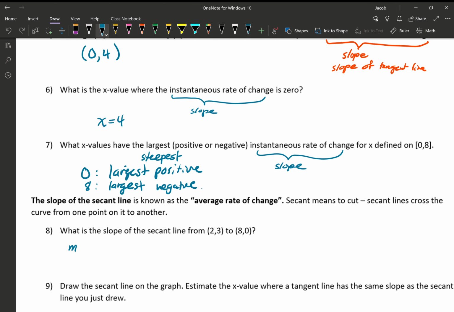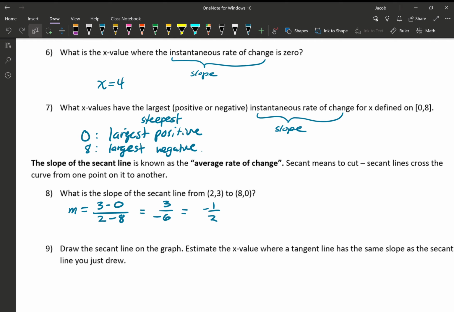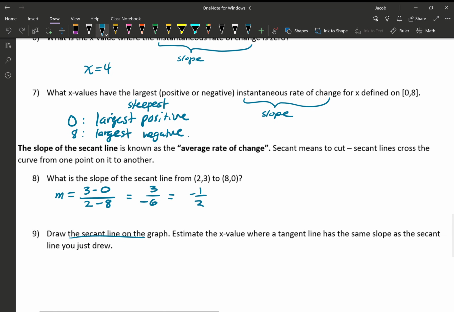So we have to remember some of the old things we reviewed. We'll have to do the change in y over the change in x, which gives us 3 over negative 6. Sweet. So there we have it. We have the slope of the secant line from 2 to 8, and we drew it already. So that's number 9. First part taken care of, and we're estimating the x value where a tangent line has the same slope. So where does the instantaneous rate of change equal the average rate of change?